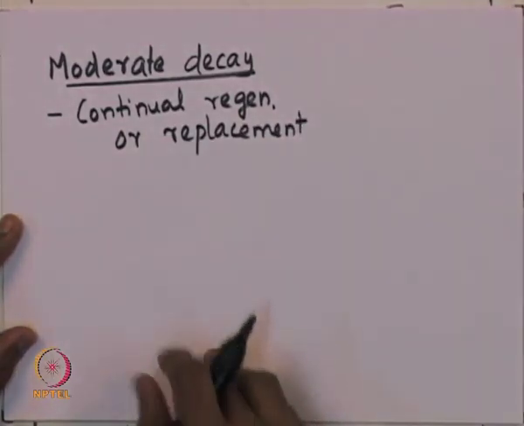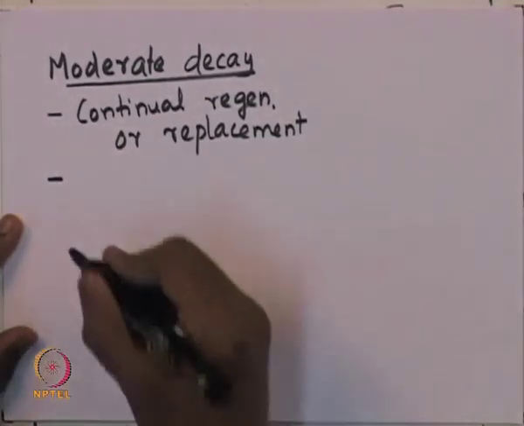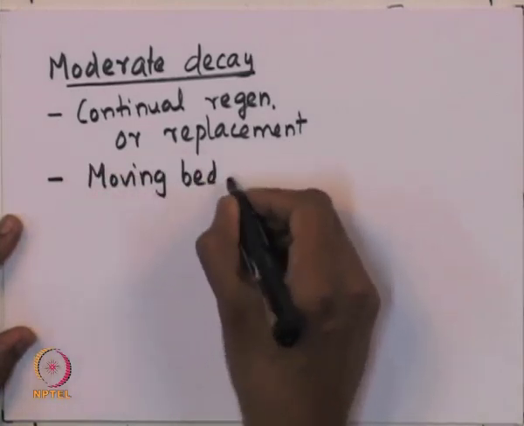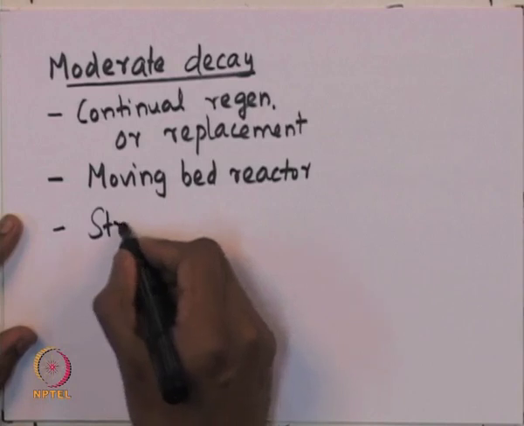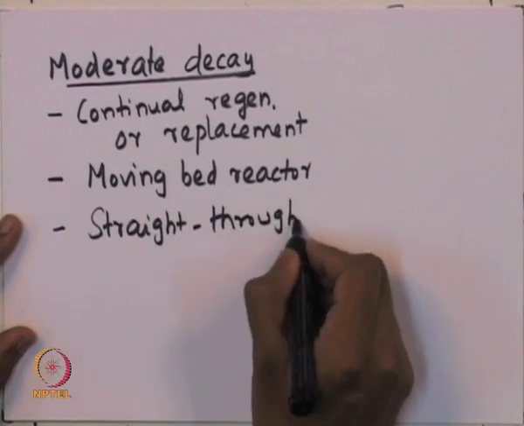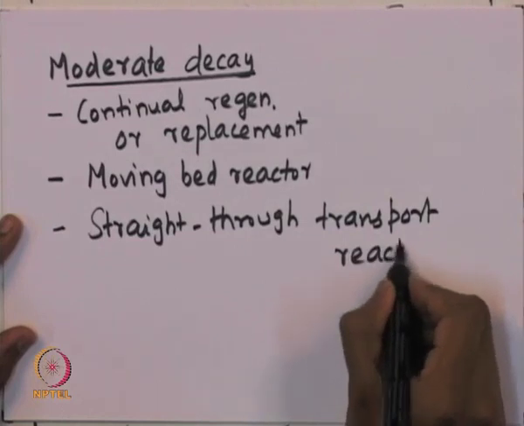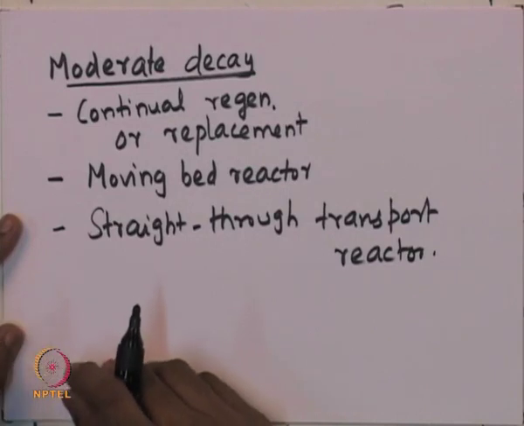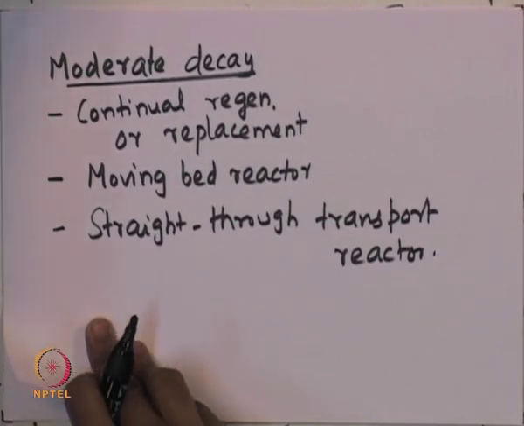of the catalyst. And there are two reactor configurations that have been used. One is the moving bed reactor, and the second one is the straight through transport reactor. These are the two types of reactors which are useful when there is a moderate or rapid decay of the catalyst which is used in the catalytic reaction.